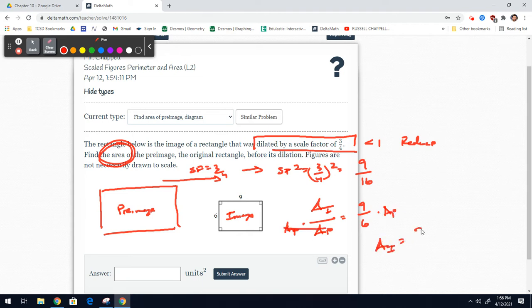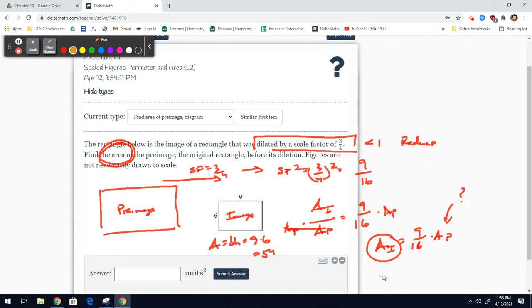And if we multiply both sides by the area of the pre-image, here's our formula, right? Area of the image is 9/16 times the area of the pre-image. Well, we want to find this. This is our unknown. We know the area of the image. We can find this area. It's a rectangle. Area is base times height. That's 9 times 6. That's 54. So the area of the image is 54 units squared.